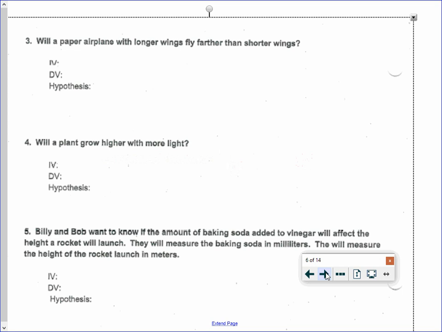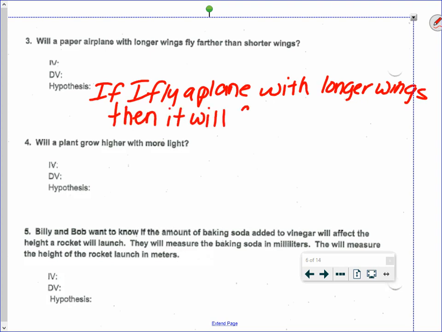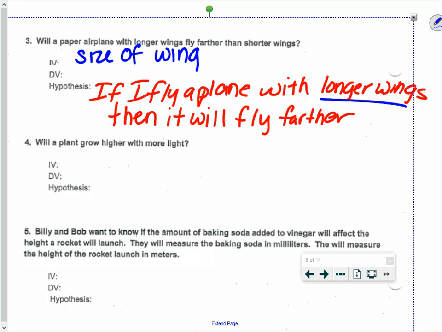All right, well, here's another one. Will a paper airplane with longer wings fly farther than shorter wings? What do you think? Predict. If I fly a plane with longer wings, I have no idea. I never even thought about this. Then, what do we want to happen? It will fly farther. The independent variable is the thing in the experiment I'm changing. I'm going to change the size of the wings. The dependent variable is the data I'm going to collect. I have to measure and observe how far it flies.